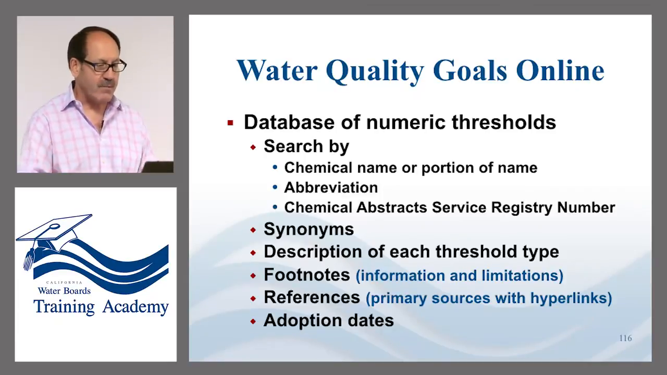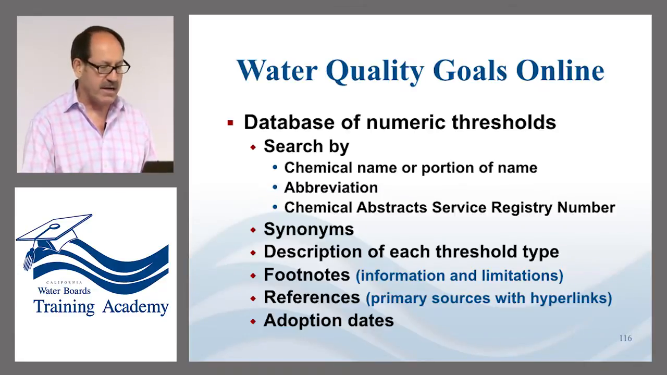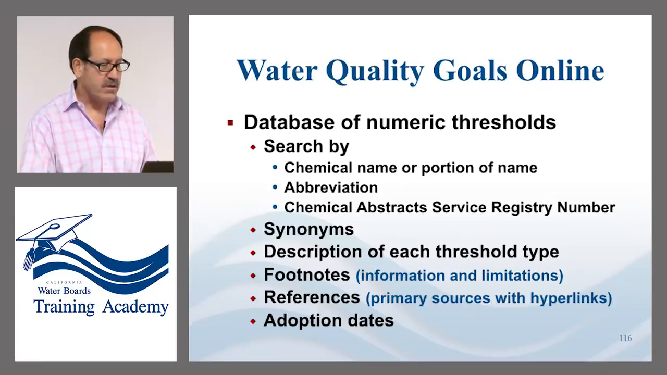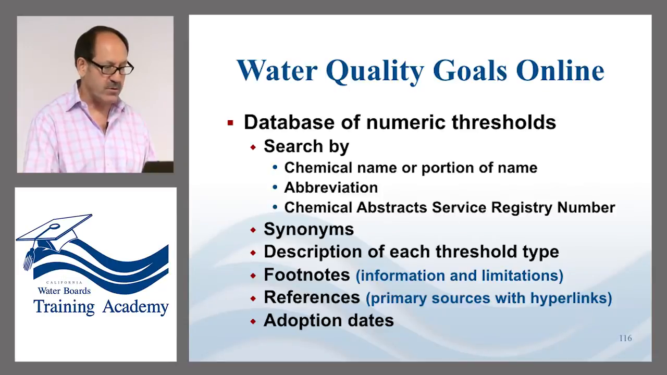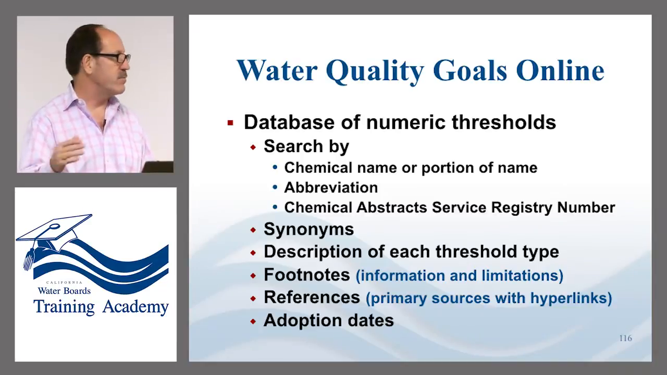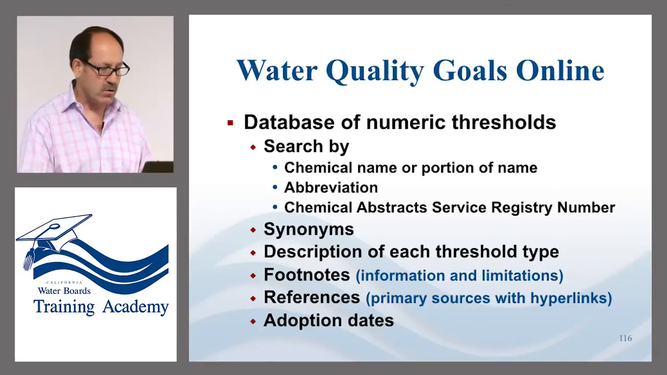Once you've looked up a chemical, you can find its synonyms, a description of each of the types of thresholds that are in the database. There are footnotes that provide you with additional information about each of the numbers and limitations on those numbers. There are links to all the references and descriptions of those references. Primary sources are hyperlinked, so you can go right to them. And then for the last few years, when I've been adding new thresholds to the database, I've been putting in adoption dates. So what year did that particular organization publish that number or add it to a regulation or what have you. So you know how recent that number is.